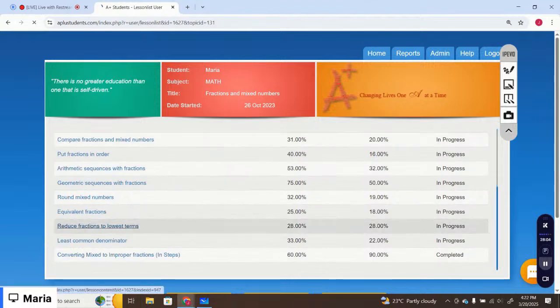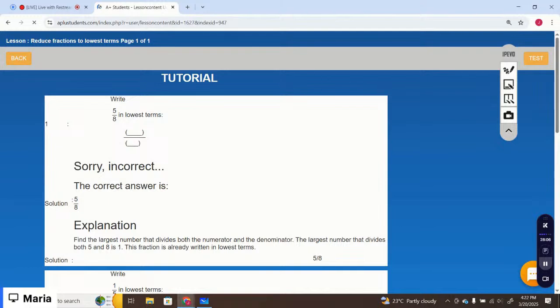The next lesson is reduce fractions to the lowest terms. Let's just start with the lesson. Writing the fraction in the lowest term means you have to divide both numerator and denominator by the greatest common number if they can be divided. Like here, you are given 5 over 8. 5 is a prime number.